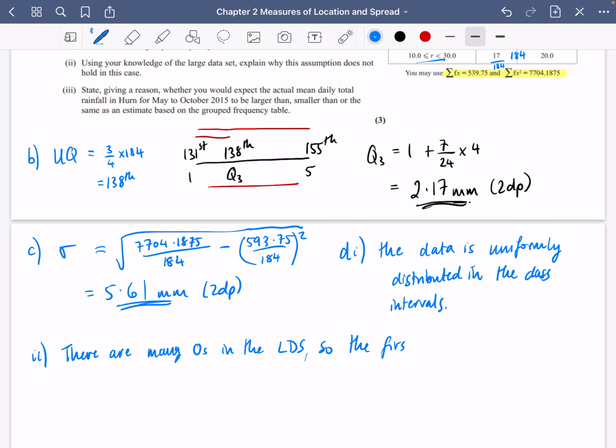So the first class interval won't be uniformly distributed, or won't have data that is uniformly distributed.